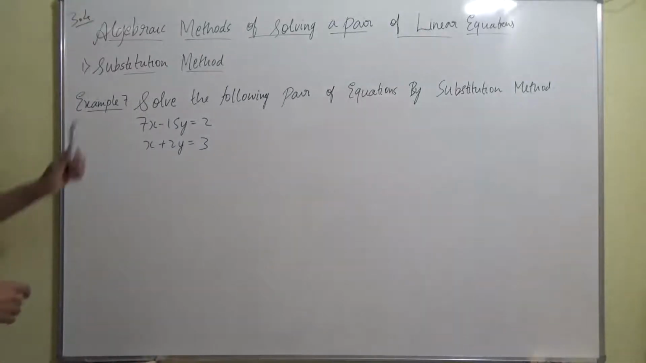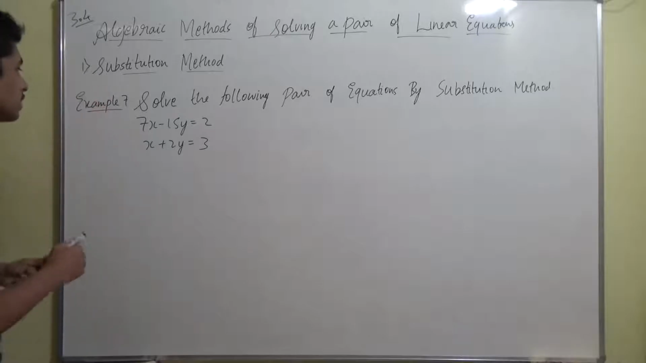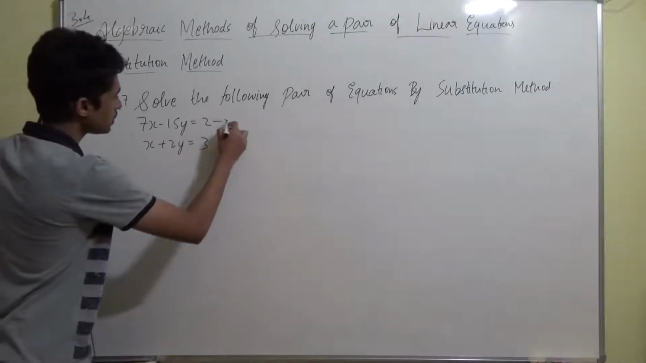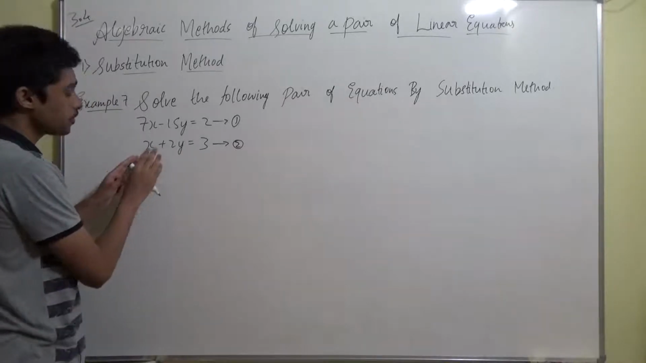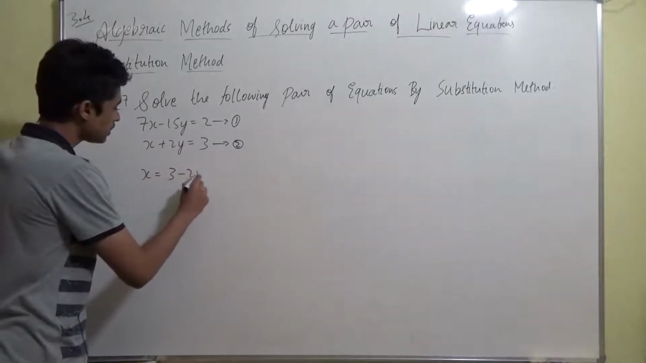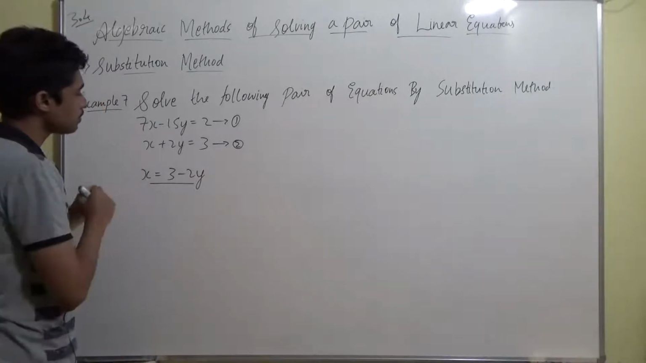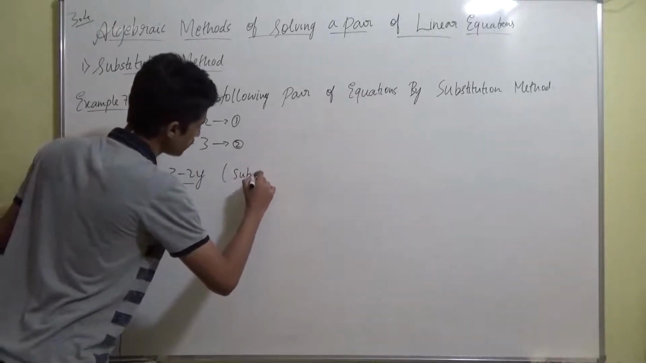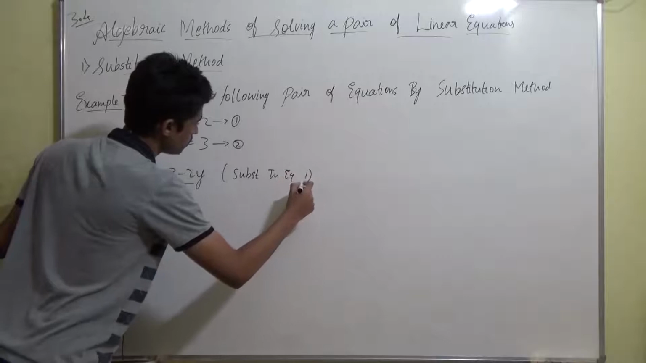The example they have given us: solve the following pair of equations by substitution method. This is also example 7 of your NCERT textbook. Now we will take the value of x guys. Let's take this as equation 1 and this as equation 2. Now let's take equation 2 and bring the value of x in terms of y, which means we have to keep x one side and all other terms the other side. So we got the value of x. Now this value we are going to substitute in equation 1. Here I'll write in the bracket, substituting this value in equation 1.